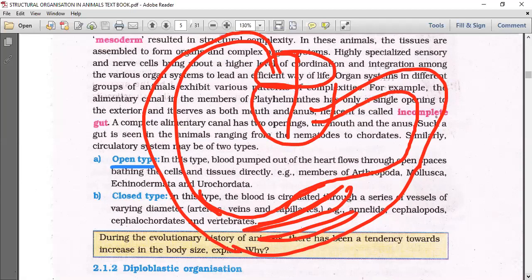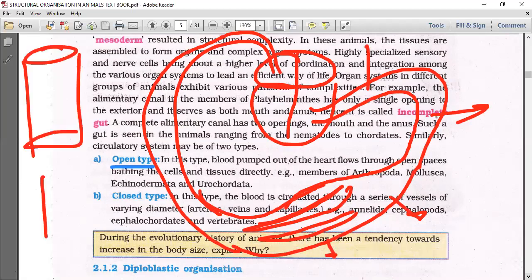In this type, the blood is circulated through a series of vessels of varying diameter. That means we say aorta, then artery, arteriole, capillary. Aorta means a bigger vessel. Artery is a little smaller in diameter. Arteriole is very small, and likewise capillary is very small. So from aorta to artery to arterioles to capillaries, then again they form the venules. We'll discuss this in second year in detail, but we need to know what exactly closed type is. So a series of vessels: arteries, veins, capillaries.